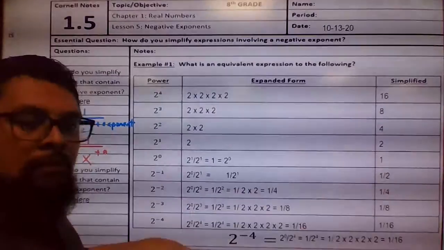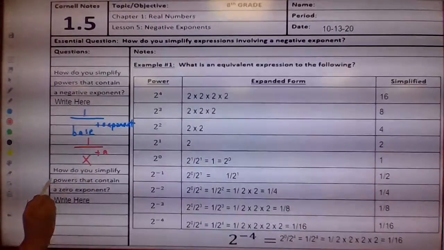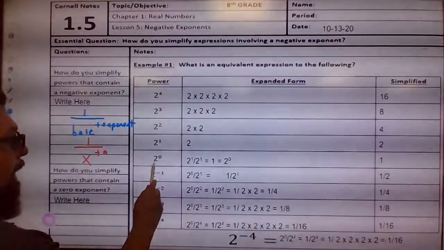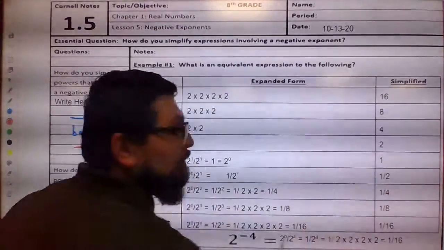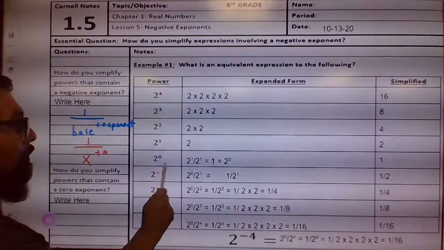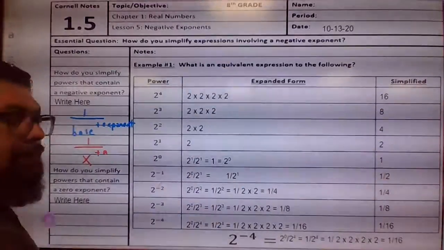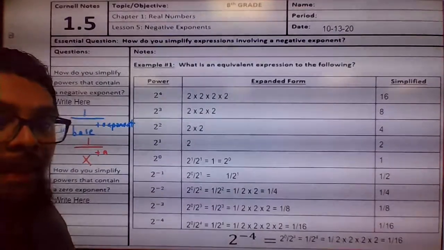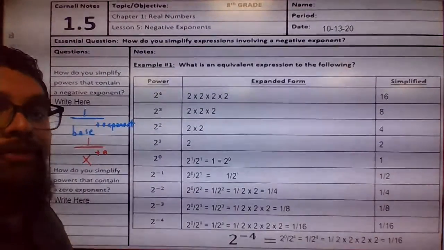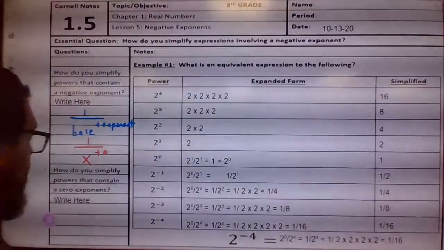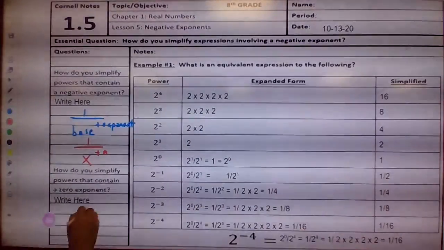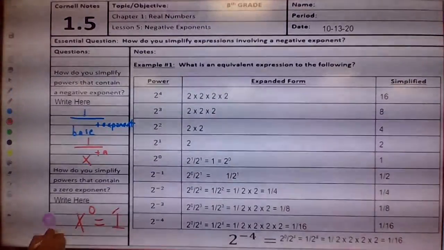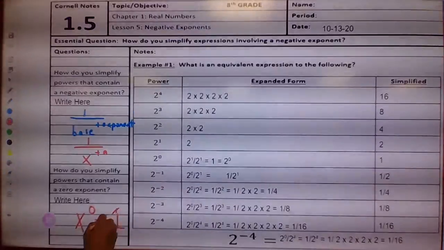And then on this one, how do you simplify powers that contain a 0 exponent? Any exponent to the 0 is always 1, because of this. You'll probably see another video on this too. Any power to the 0 is always 1. So x to the 0 is always 1. X could be 2, 3, negative. Anything to the power of 0 is always 1.